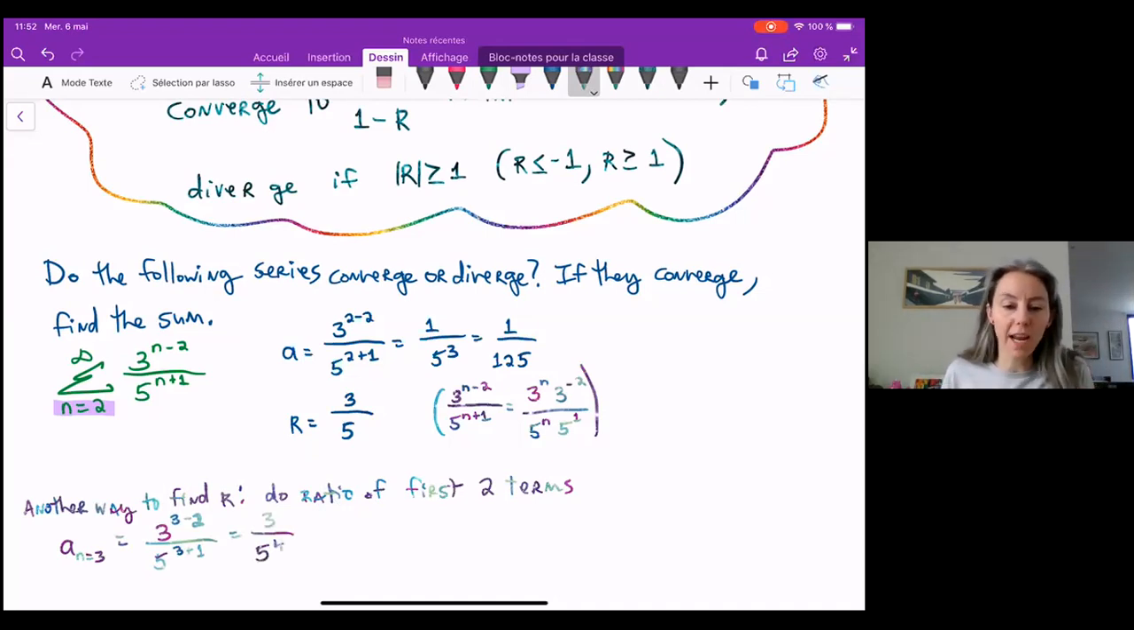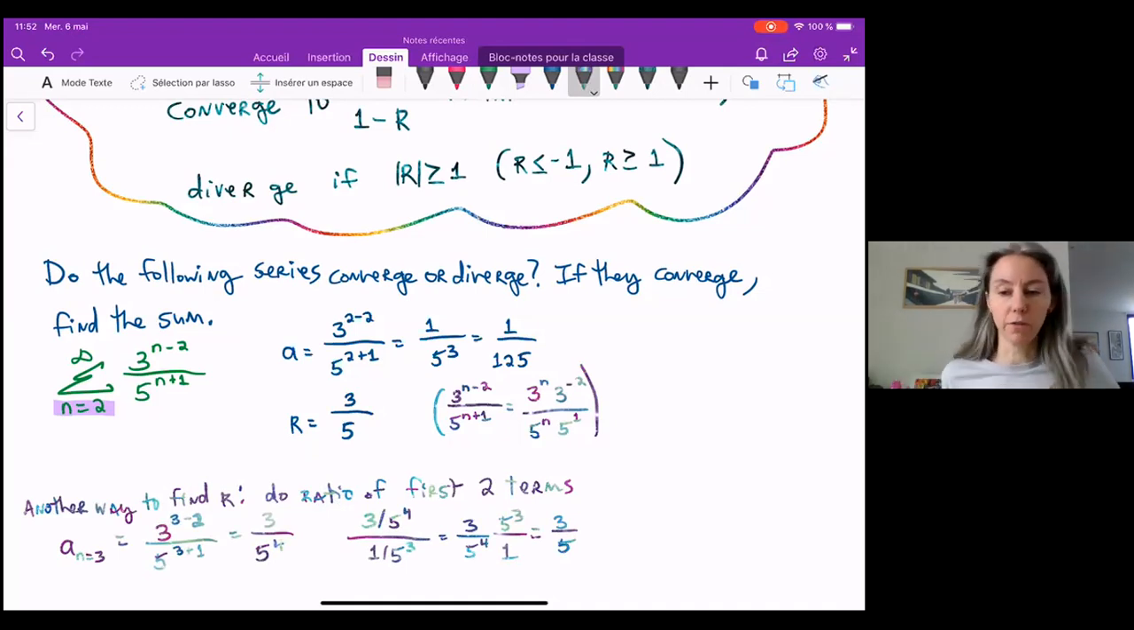Then I can do the ratio of that with the previous term. So 3 over 5 to the 4th, and my first term was 1 over 5 cubed. So this is 3 over 5 to the 4th times 5 cubed over 1, which gives me 3 over 5. And notice we found the exact same r, just in a little bit of a different way.